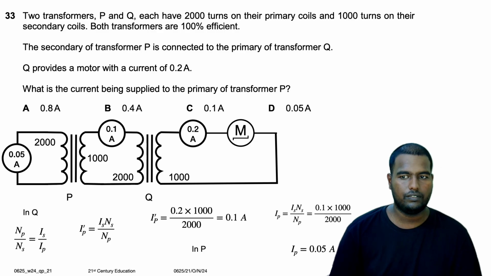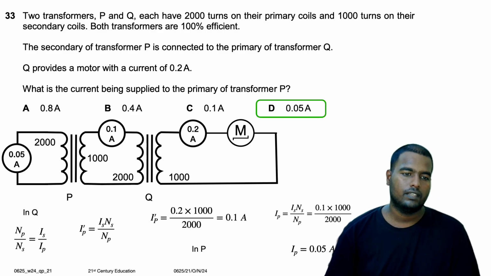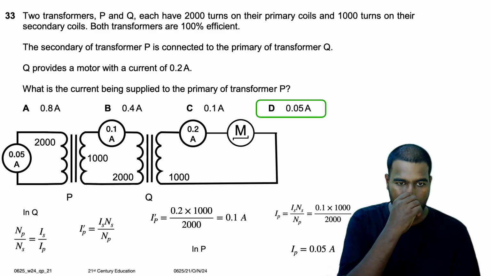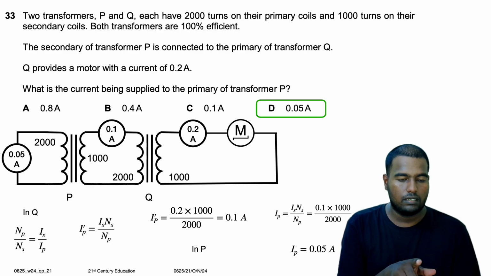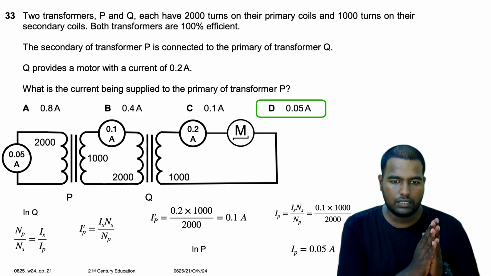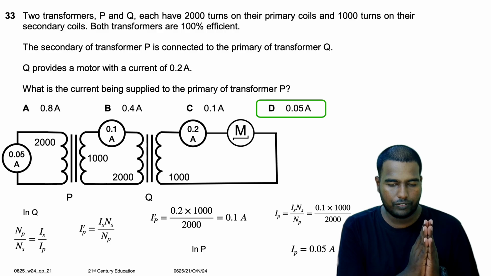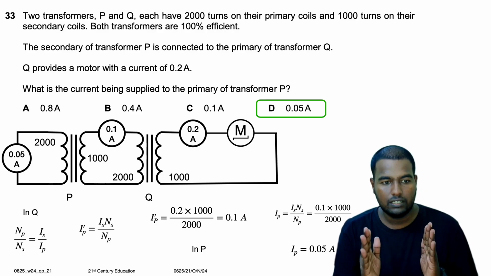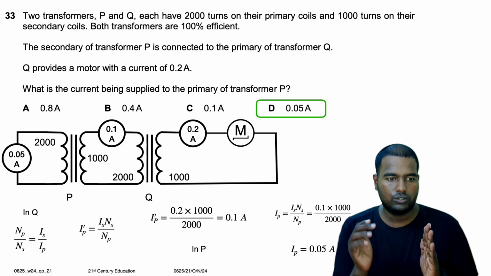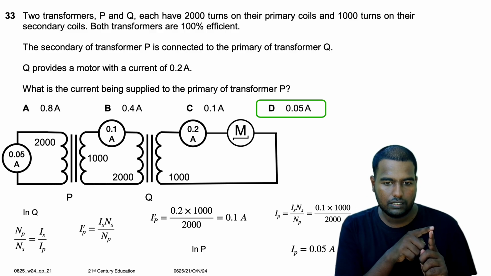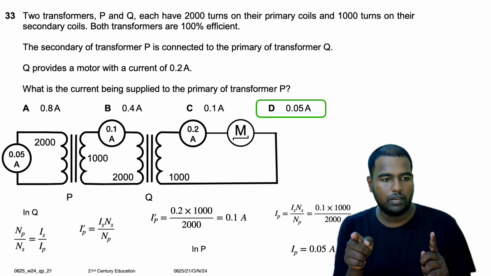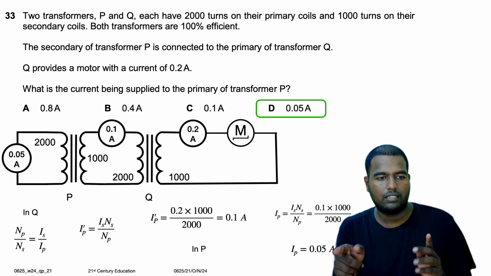So it's 0.05 ampere. D. So how you can logically solve is, it's 2000 turns in the primary of the first transformer and 1000 turns in the secondary. So the current should be doubled. Voltage should decrease to half and the current should be doubled. So if 0.05 is given, it should be multiplied by 2. So 0.1 ampere current you will get.